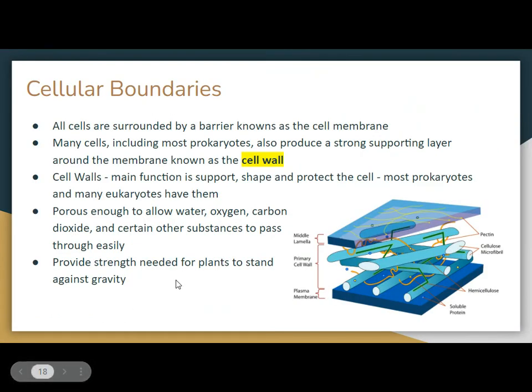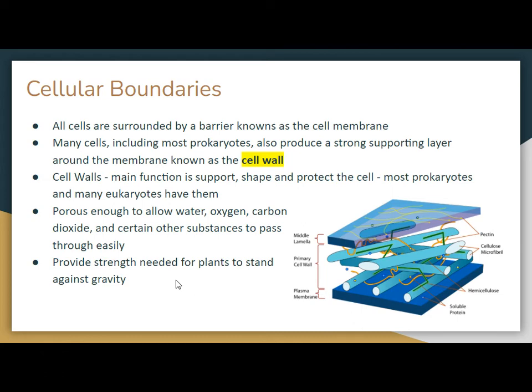Okay, now we have our boundaries, our cellular boundaries. So this is the stuff that kind of surrounds our cells. Cells are surrounded by a barrier known as the cell membrane. There are also cells that have what's called cell walls on them. Many cells, including most prokaryotes, produce this really strong supporting layer that surrounds the membrane, and that's called a cell wall. That is what helps make plants very rigid.